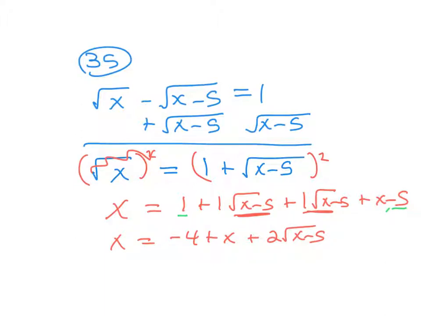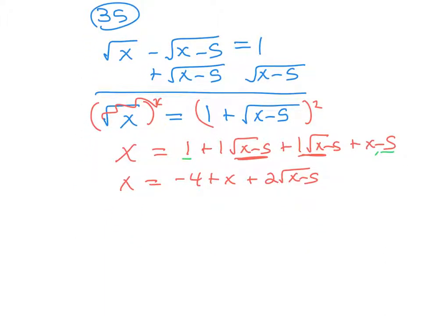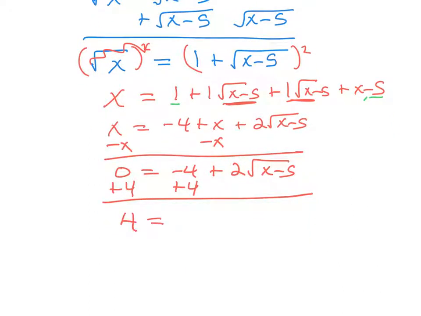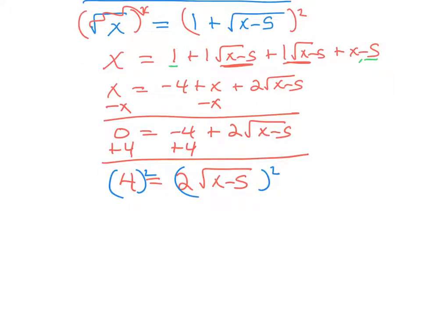I now need to isolate the radical again. So I will subtract the x. 0 equals negative 4 plus 2 times the square root of x minus 5. Add the 4. 4 is equal to 2 times the square root of x minus 5. I now square both sides to cancel the radical. I end up with 16 is equal to 4 times x minus 5.